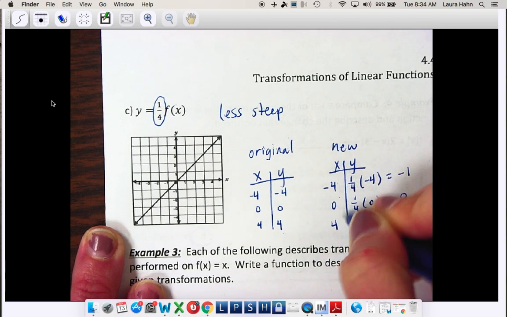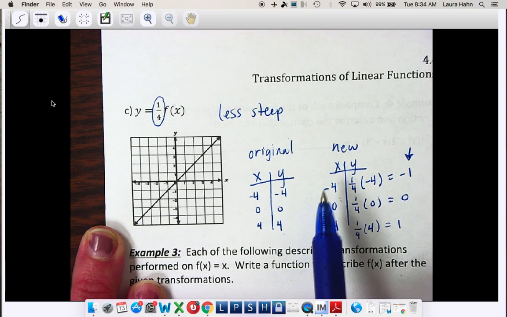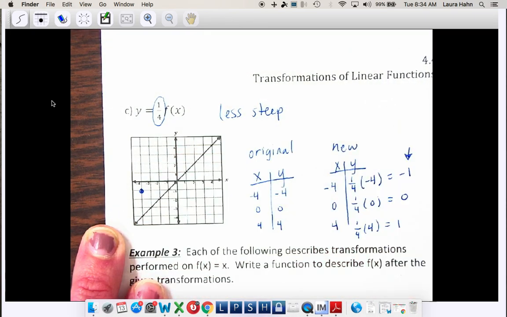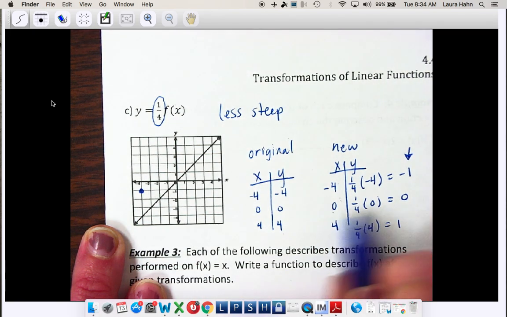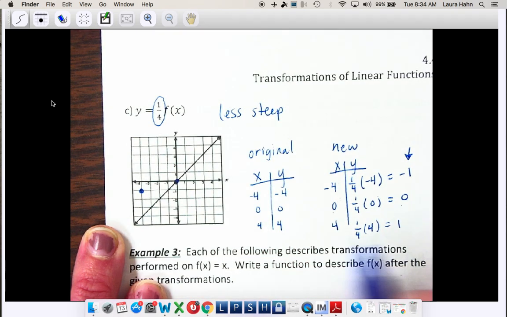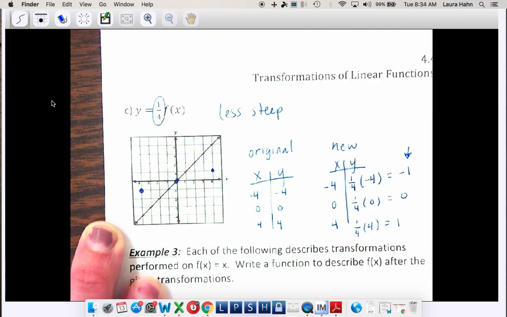So I'm going to use these x's and those y's. So -4, -1. So back 4, down 1. Next point is at 0, 0. That's the origin. And then final point is at 4, 1. So forward 4, up 1. I have my 3 points.